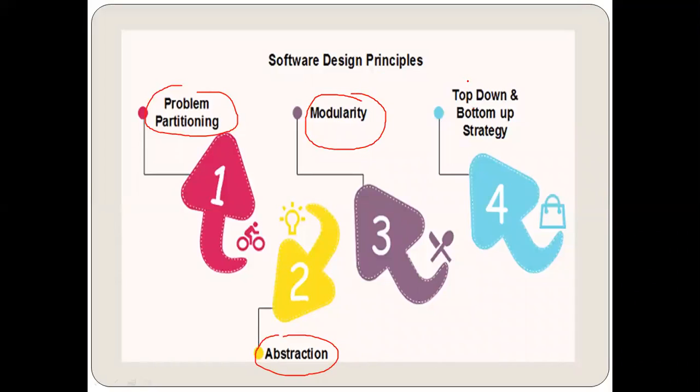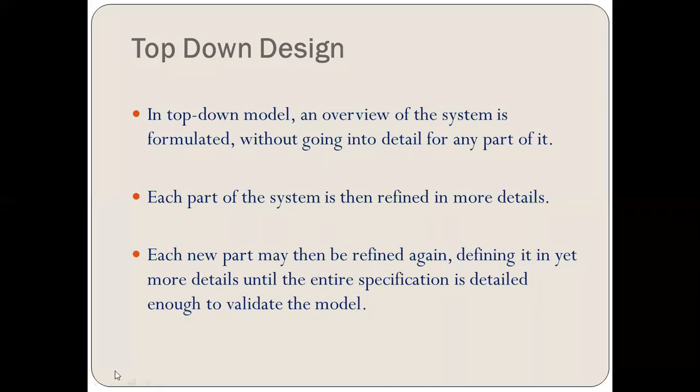And now we are going to discuss this particular topic, that is the approach or the strategy we are going to use for the software design. There are two approaches we can use. One is called the top-down approach and the second one is called the bottom-up approach. Now, starting with the first one, that is the top-down approach.